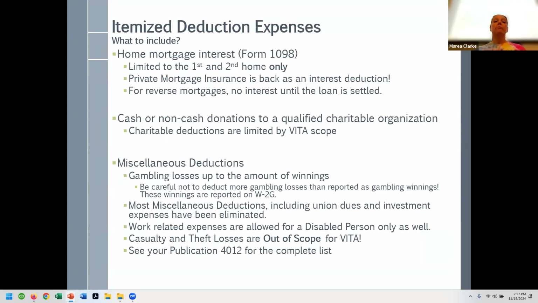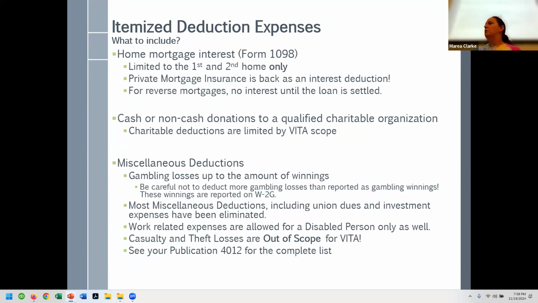Home mortgage interest would get reported on a 1098. So you get a loan to buy your home. The interest that you pay is an itemized deduction, if they meet that threshold. Same thing for charitable contributions. US charities only, not anywhere in the world, just US charities. There's a few miscellaneous deductions as well. Again, those are not very common.